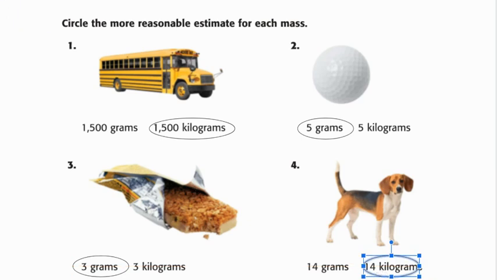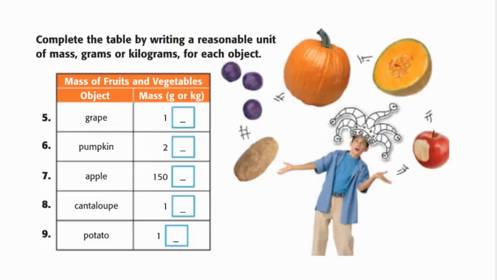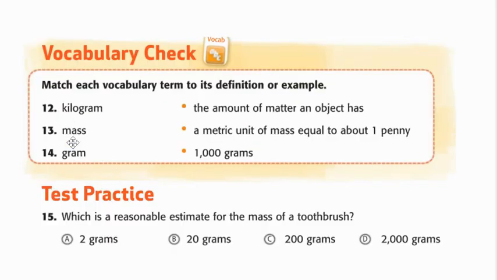Your classwork today is to choose the best estimate for each object. Then here, you're going to complete the table by writing a reasonable unit of mass, grams or kilograms, for each object. You do not have to write the full word. You just have to write g or kg. G for gram, kg for kilogram. Then you have some vocabulary that you have to match and a multiple choice question.